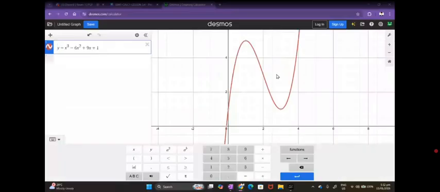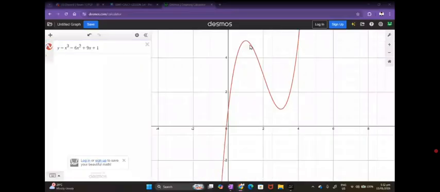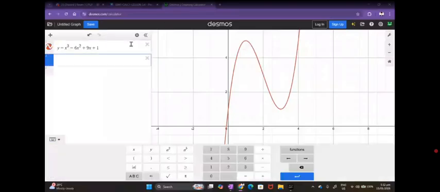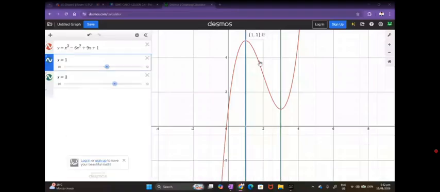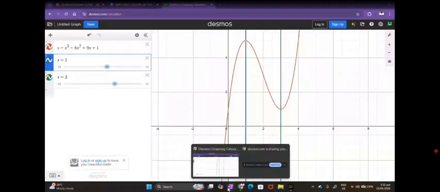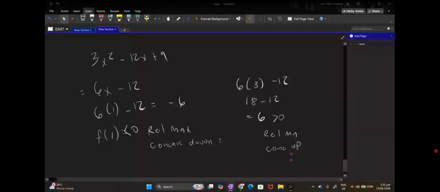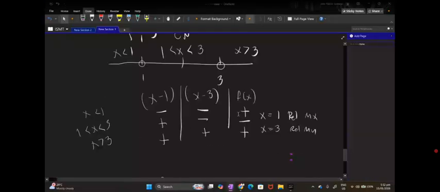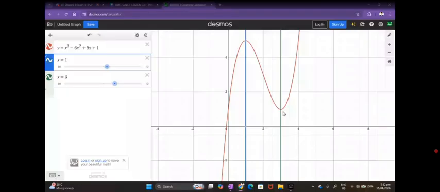Ayan. So, at point x is equal to, ano yung ano natin? 1. And x is equal to 3. See, di ba? Ang x is equal to 1 natin, ang relative maximum, and x is equal to 3 natin is our relative minimum. Ito.